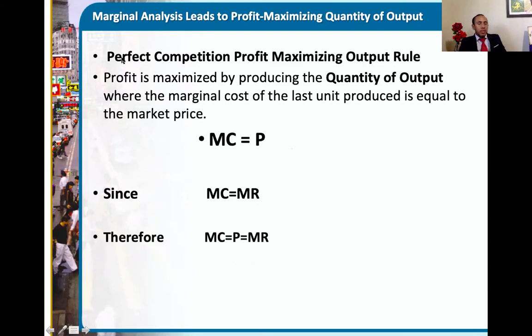Perfect competition is the only time that this condition is fulfilled, meaning that the marginal cost of the last unit produced is equivalent to the market price of the unit, which is equivalent to the marginal revenue of the last unit produced. We're going to be using mainly this identity: marginal cost is equivalent to marginal revenue, because this just implies that the market price is equal to marginal revenue in perfect competition. For simplicity, I'm going to be using this one mainly: marginal revenue is equal to marginal cost.